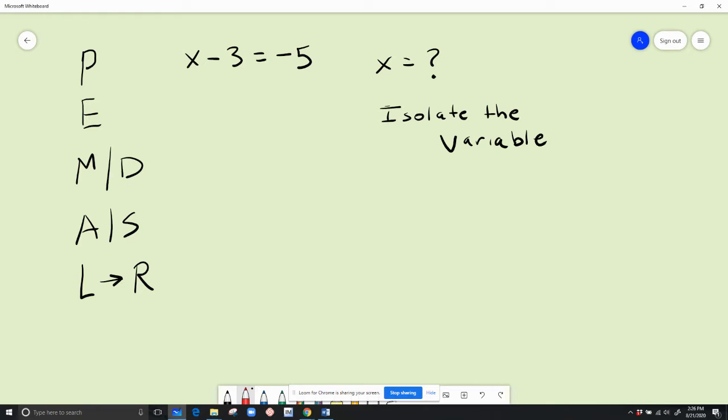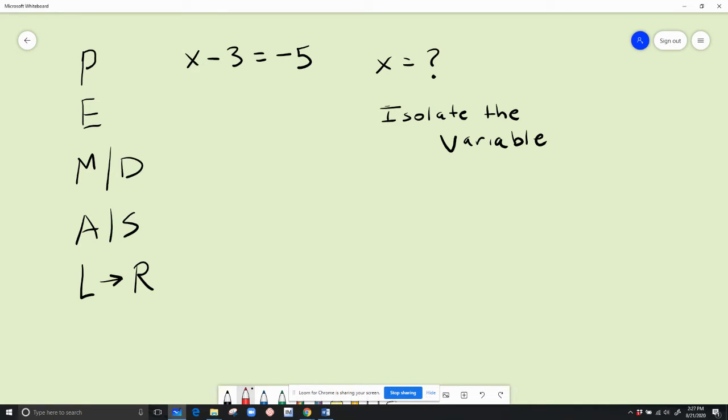And the answer is that -3. We don't like that it says x minus 3. So if there's a -3 there and we want to get rid of it, what is the inverse operation of -3? +3. So make sure that you're just adding 3 to both sides.